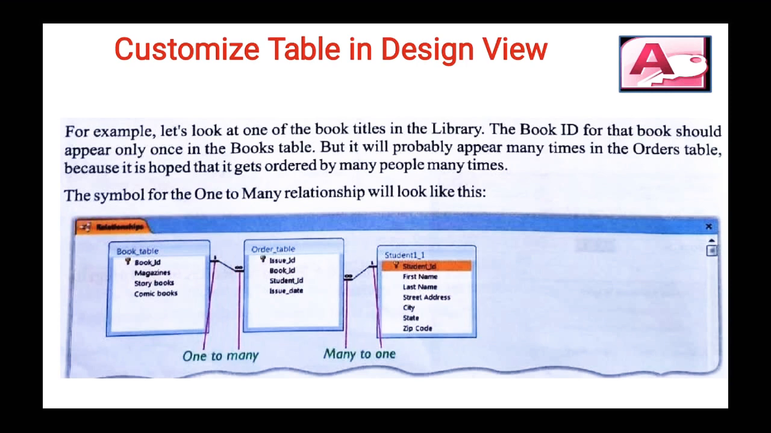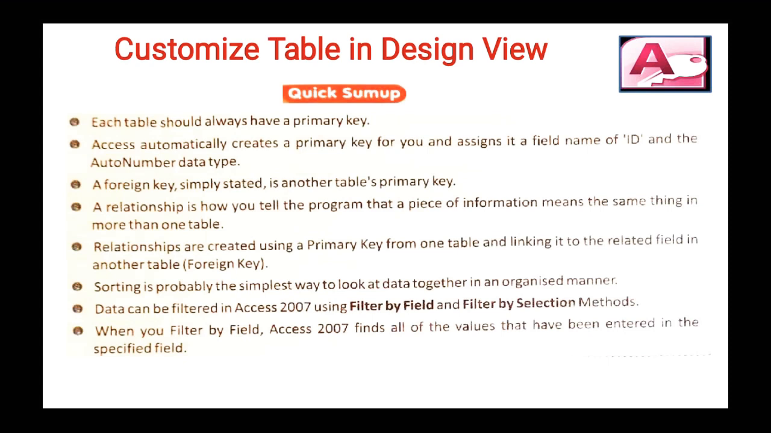Now let's take a quick sum up of whatever we have learned till now. Each table should always have a primary key. Access automatically creates a primary key for us and assigns it a field name of ID and the AutoNumber data type. A foreign key, simply stated, is another table's primary key. A relationship is how to tell the program that a piece of information means the same thing in more than one table. Relationships are created using a primary key from one table and linking it to the related field in another table known as foreign key.